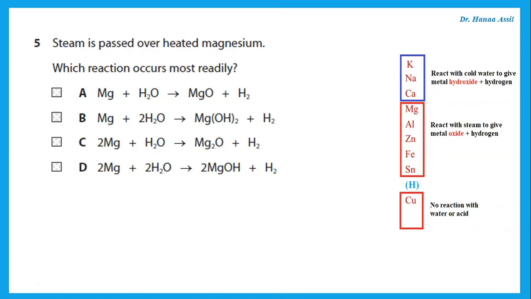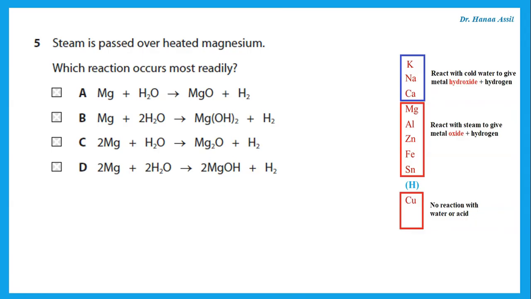But some metals like magnesium do not react with cold water quickly, so we react it with steam. And when a metal reacts with steam, it gives the oxide plus hydrogen. And of course, any metal less reactive than hydrogen would not react with water or steam or acid at all. So magnesium here is reacting with steam.